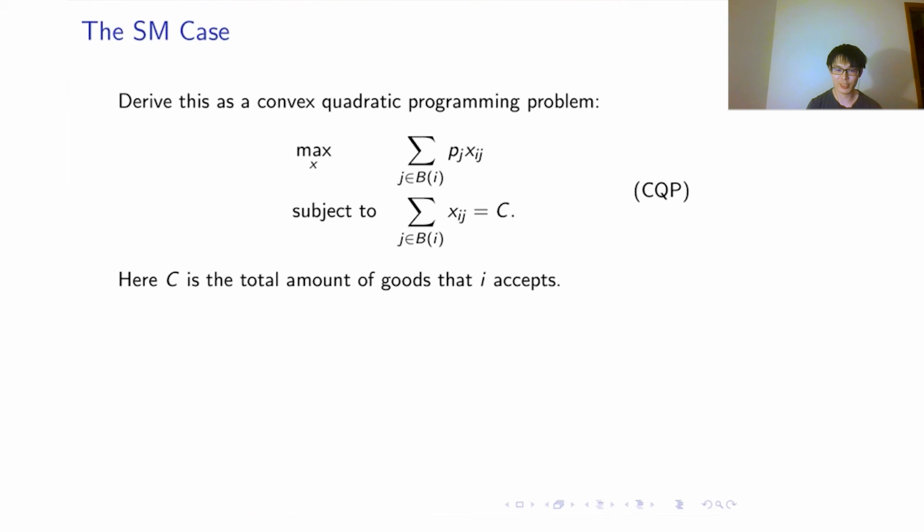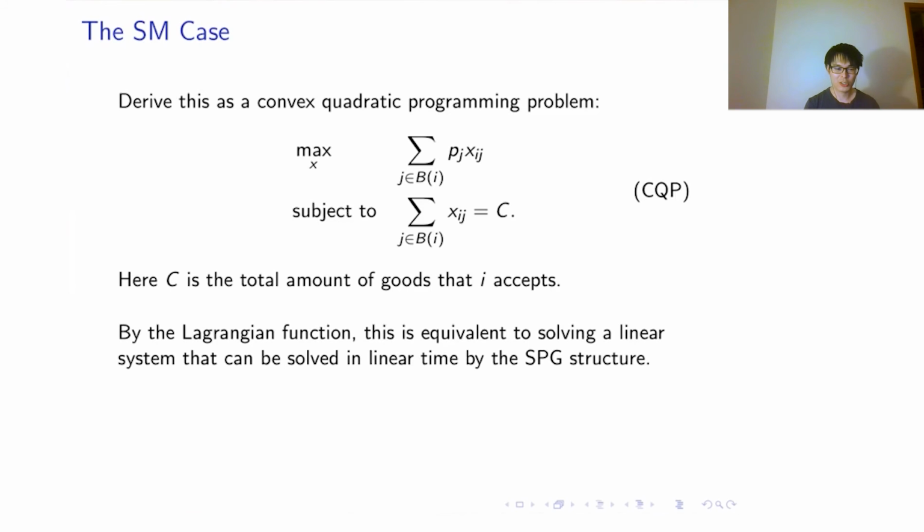So the objective is to maximize the revenue, subject to distributing the flows xij, and the sum has to be the same as the inflow. So here, capital C denotes the amount of inflows that goes to I. The decision variable is really just how much goods I is going to assign to each j. So by doing some math with the Lagrangian function, we show that this is equivalent to solving a system of linear equations. And this can be done in linear time from the structure of SPG.